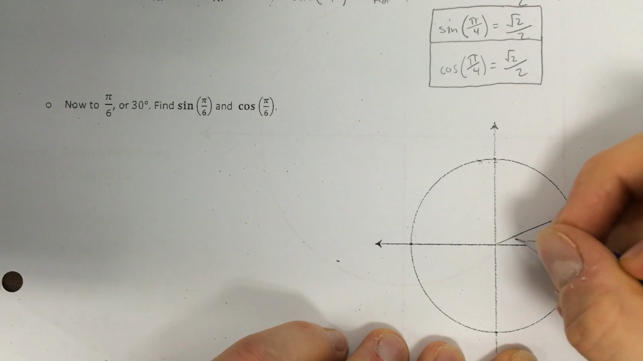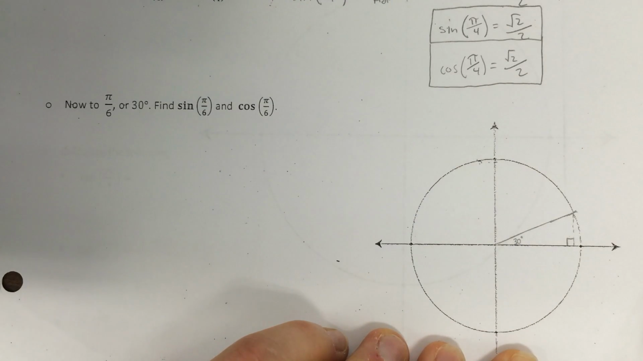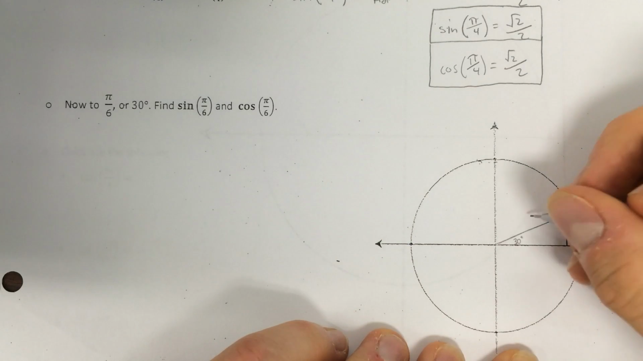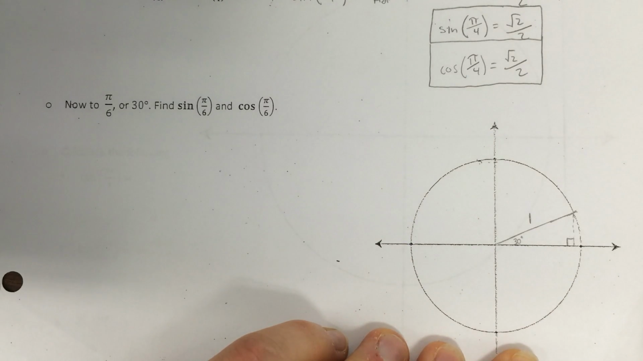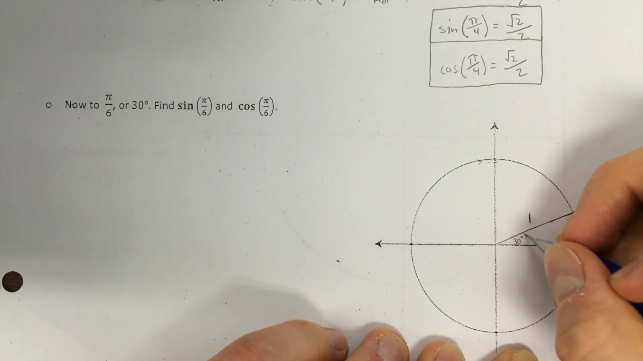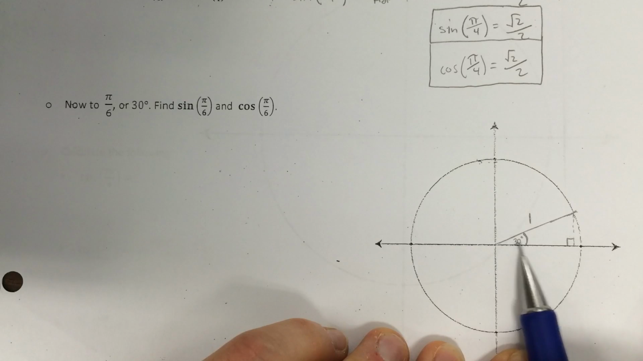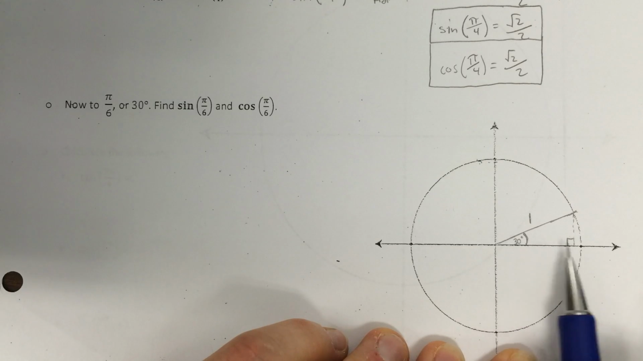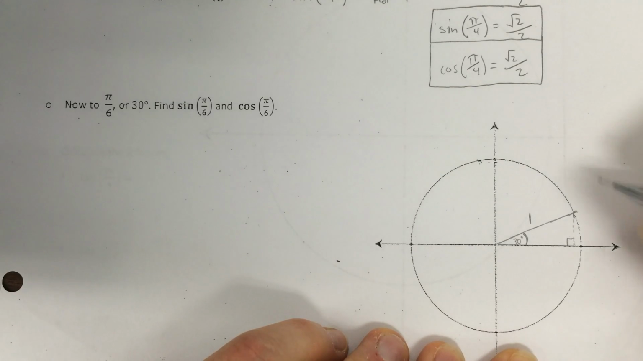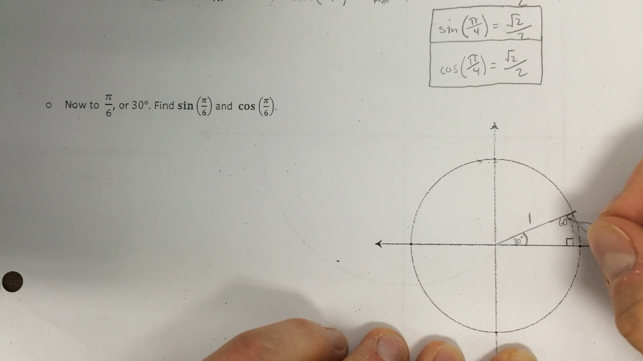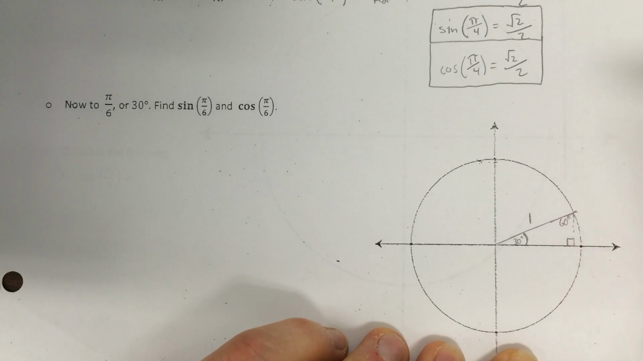Now I'm going to go through this one a little bit quicker. So that would be 30 degrees. It's still the unit circle, so our hypotenuse is still 1. We're going to be looking at this angle, but we know that 30 plus 90 would be 120, so we would have 60 left over. That's going to be important for what we do in the next video, part 3.